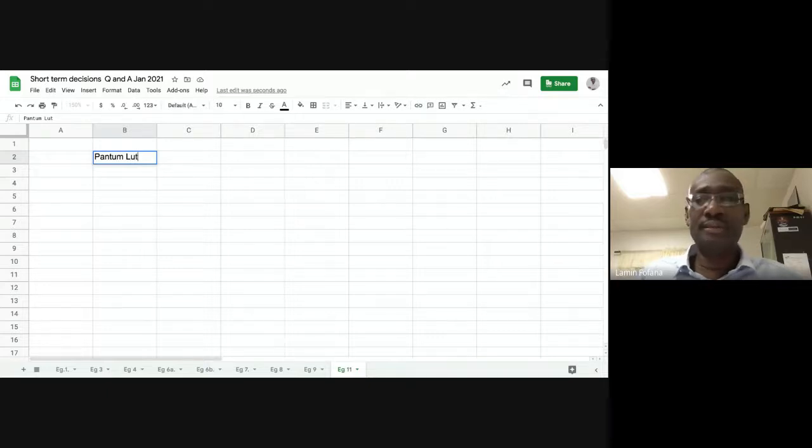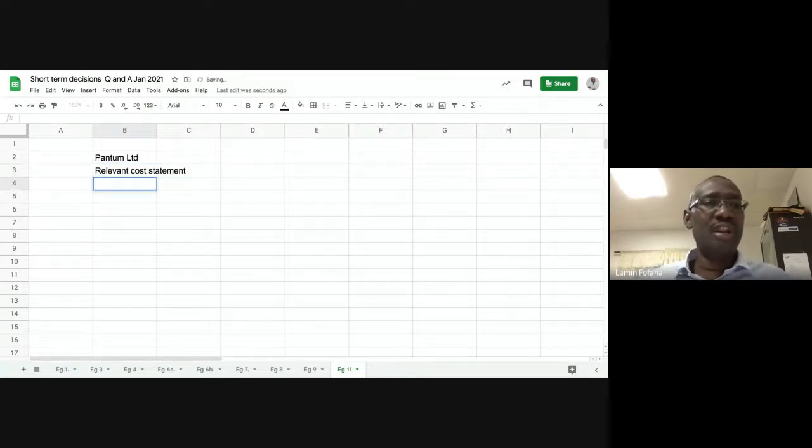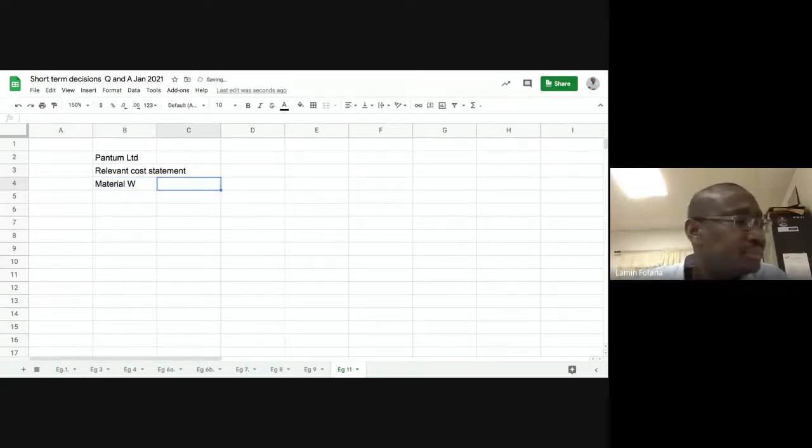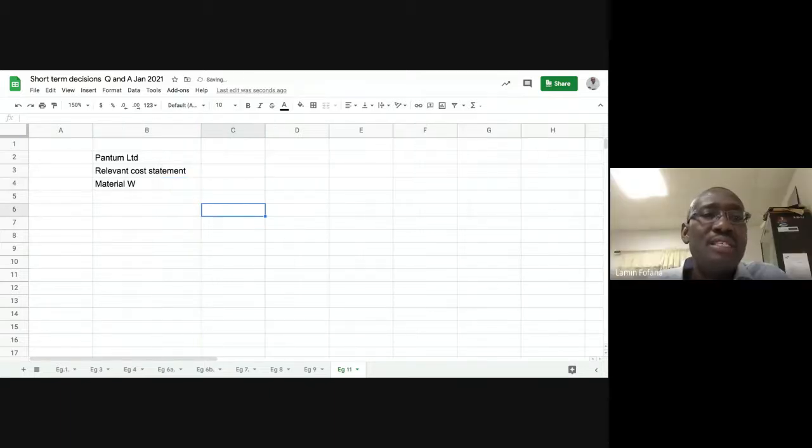Quantum Limited, relevant cost statement. So our relevant cost statement, we're going to start with what? Our material W, isn't it? Are you with me? Our material W, yeah? Yes. Okay. So from our calculation, our material W, we need 3,000 kg.